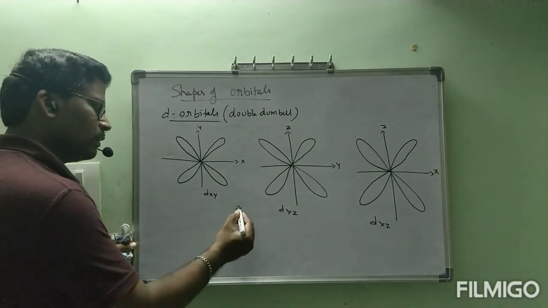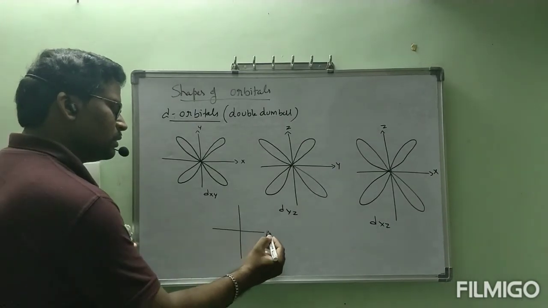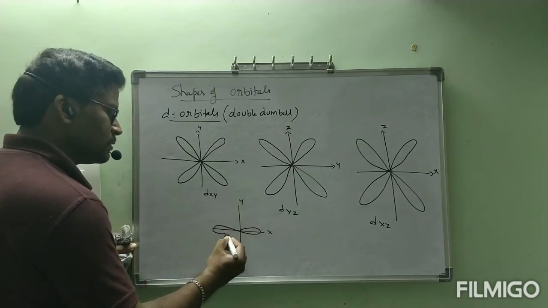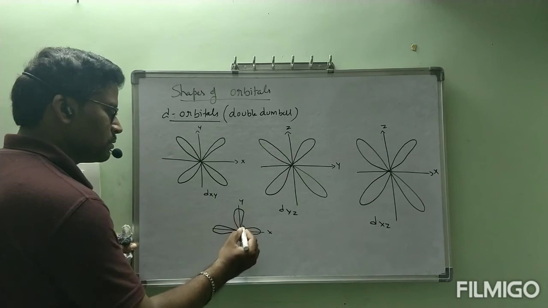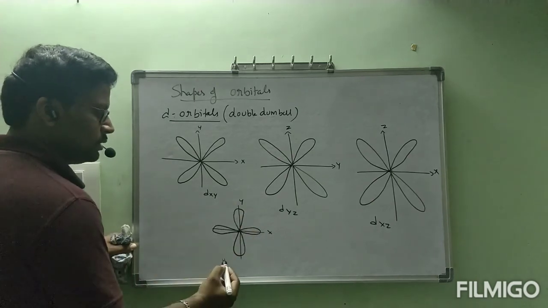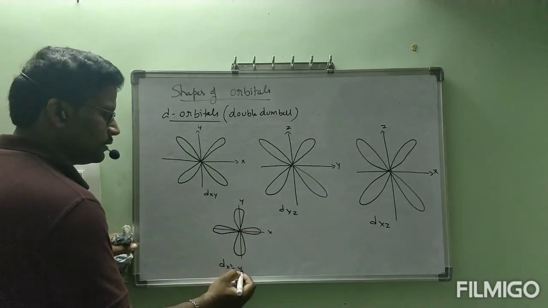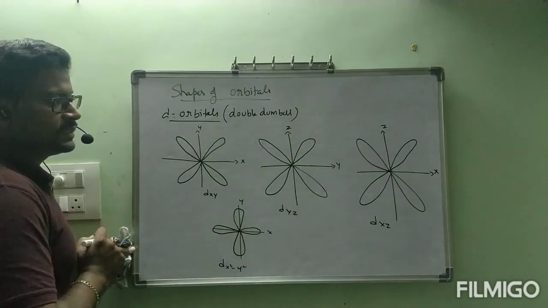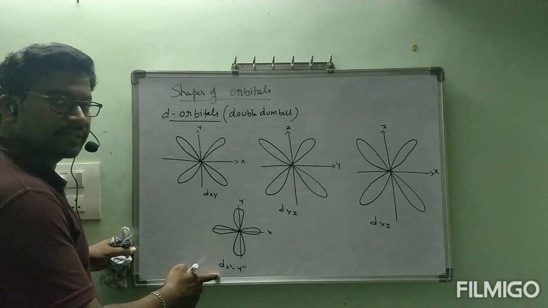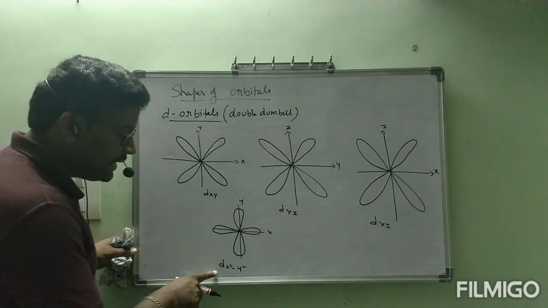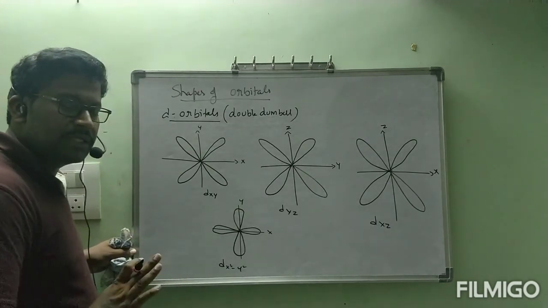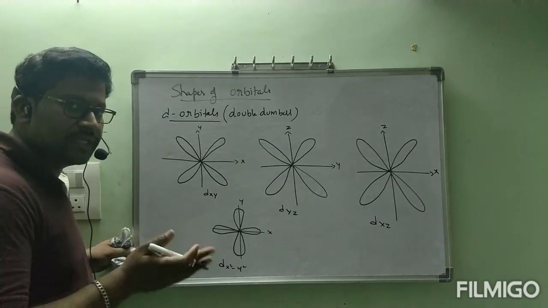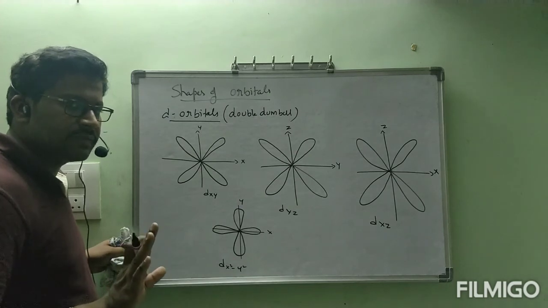Next, this is x, this is y, along the axis. This is dx square y square. This is along the axis, this is in between the axis. This is x square y square. Pronunciation is dx square y square. Please don't pronounce it as dx square minus y square or dx square 2y square, like that. No need. Simply dx square y square.